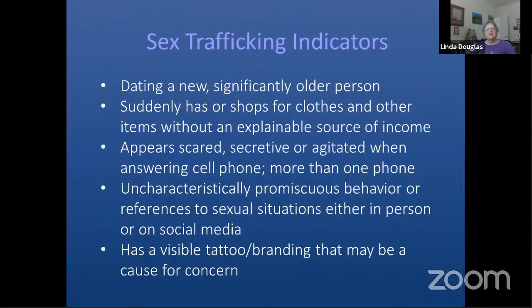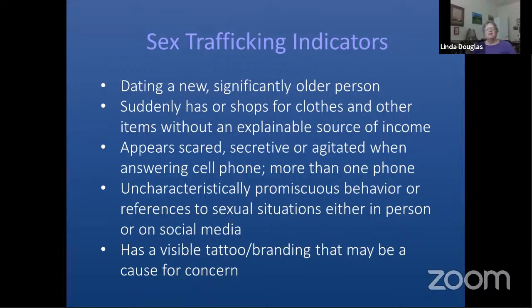And so some of the indicators that they could be trafficked are if you hear that they're dating a new, significantly older person, that someone is suddenly talking about this new person and you find out that they're quite a bit older. Or they suddenly have a lot of new clothes and items that there's no explanation for how they managed to obtain these, because you know that the family's income is low and there's just no availability for them to be able to obtain these.